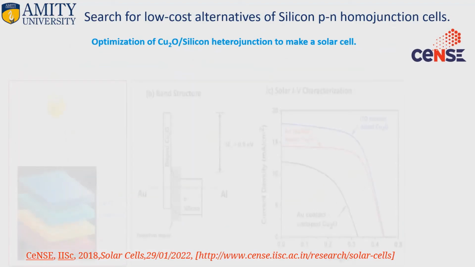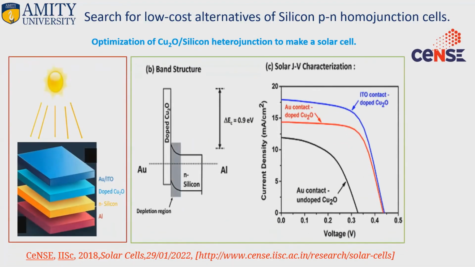Silicon metal oxide heterojunction cells are potentially low-cost alternatives to silicon p-n homojunction cells due to their ease of fabrication. People at SENS have optimized a copper oxide silicon heterojunction to make a solar cell with an efficiency increase of 5.23%. Next.